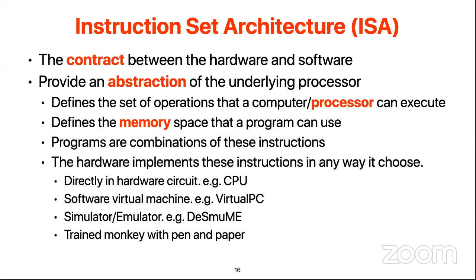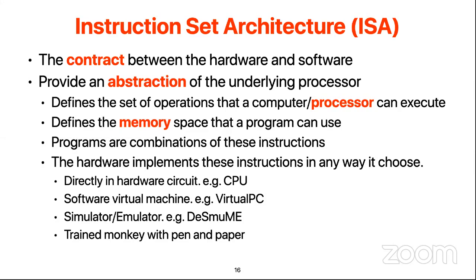So what exactly is an instruction set architecture? It's the contract between your hardware and software, and it provides an abstraction of the underlying processor. It tells you what features the processor has for your software to use. It also defines the memory space, because remember, what are the two important components in von Neumann architecture? The processor and the memory. So the instruction set architecture provides an abstraction that exposes those features to software.